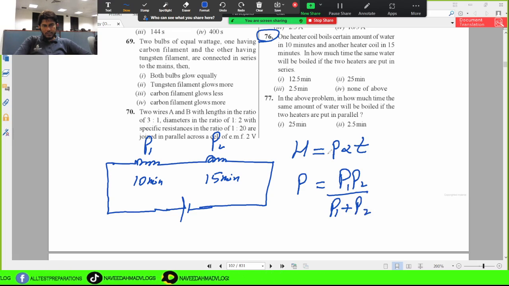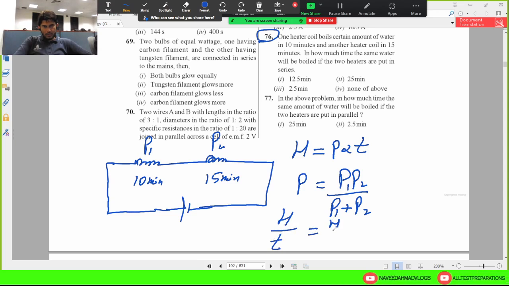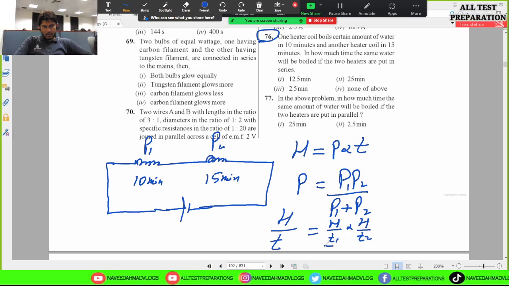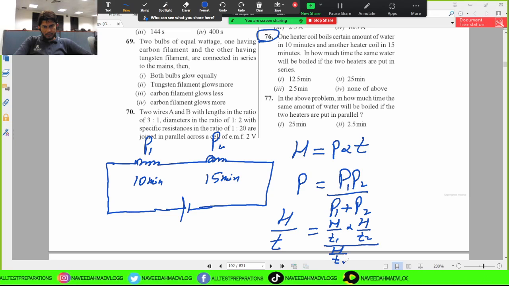So as we know that H is equal to PT, so your P will be equal to H divided by T. But in this case, both heaters will have the same heat. So this will be H divided by T, that will be equal to H divided by T1 multiplied by H divided by T2, divided by H divided by T1 plus H divided by T2.